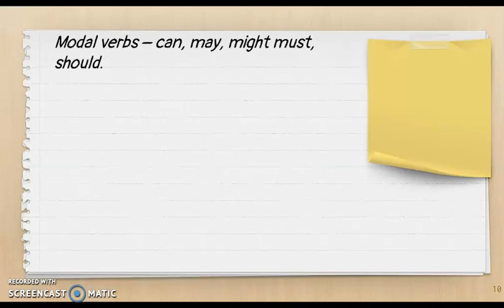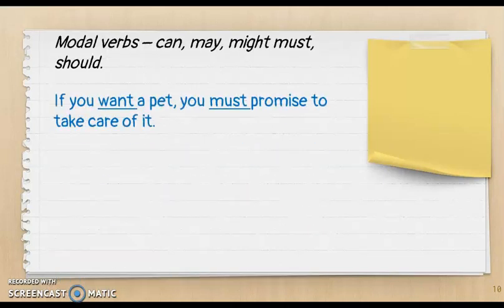Modal verbs: can, may, might, must, and should. For example, if you want a pet, you must promise to take care of it. This type of sentence is also called first conditional. If you want is a present tense, you must. The verb that comes after must is a modal verb. The verb that comes after must is a base form.